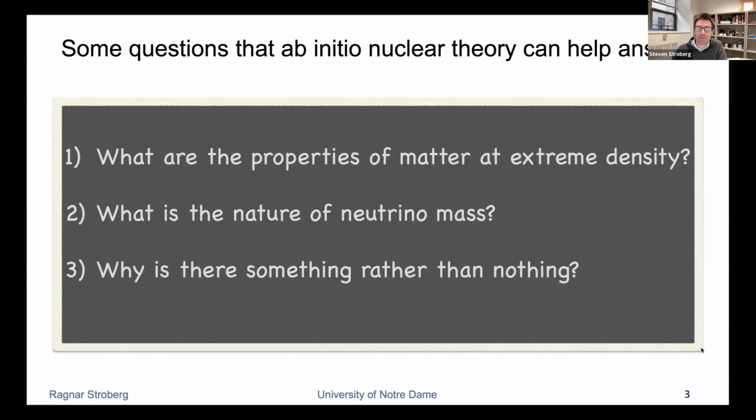And there are many more, but these are just three that I'm going to pick out. The first one is, what are the properties of matter at extreme density? I'm talking here about the highest densities you can make. We're going to be basically nuclear matter. Then there are various questions about neutrinos, including what the nature of neutrino mass is. And nuclear physics can play an important role there.